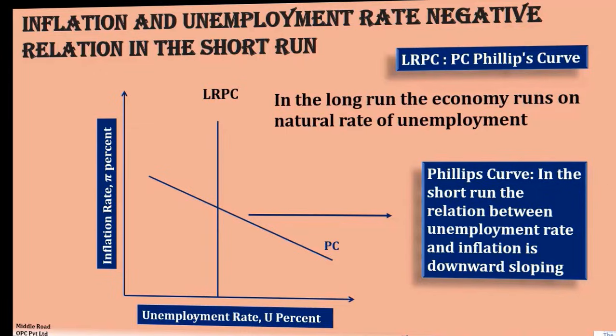As the unemployment rate increases, inflation decreases. And as the unemployment rate decreases, the inflation rate increases. These are the two. So it's downward sloping.